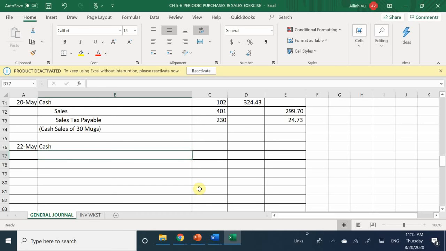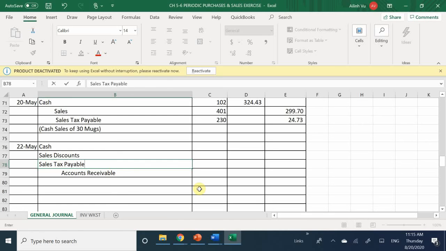What else are we going to be expecting to see? Sales discount, right? Because he met the discount period. Good. And then what else should we see here? Accounts receivable. Okay. But what else? What's that last thing that we have to include? Sales tax payable. That's right. Because we were returning a certain amount of money, we also have to give back the money that he paid in for the tax.